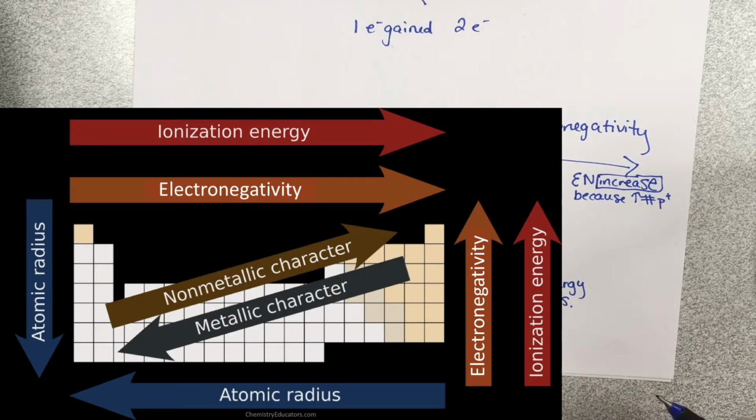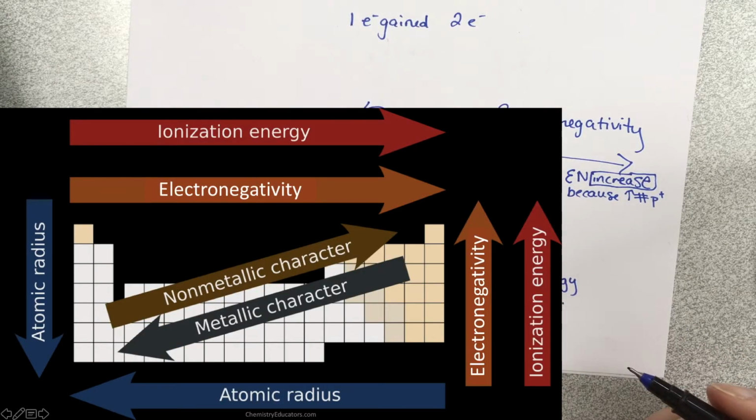Okay. And then this, I just kind of gave you just an overall view of the periodic table. You have the atomic radius, and all of this is increasing. Everywhere the arrow is pointing is increasing. So atomic radius increases as you go down, increases as you go to the left. Ionization energy and electronegativity increase as you go to the right, and increase as you go up.